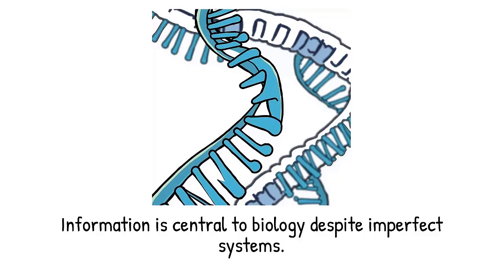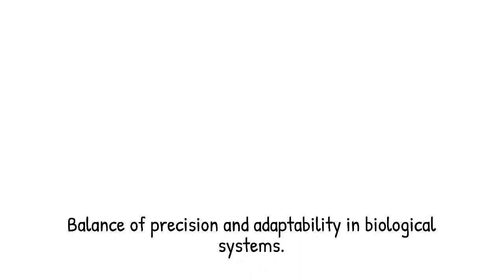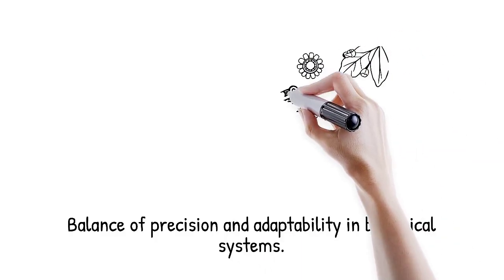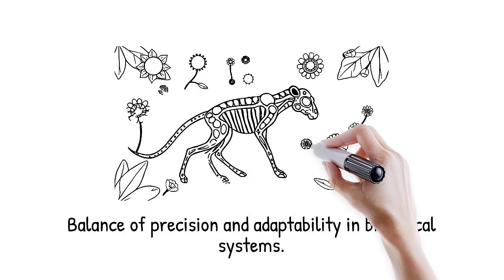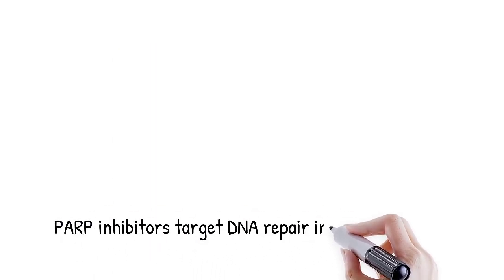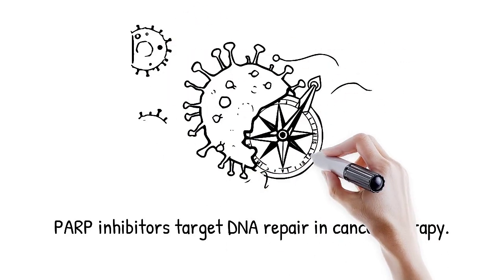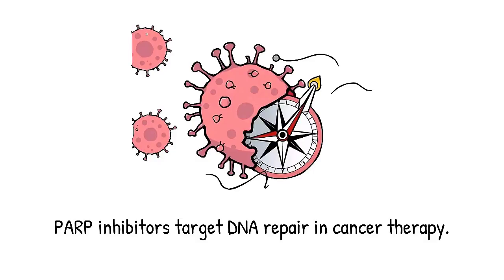Cells resolve the paradox probabilistically, using available templates or quick-fix mechanisms when necessary. This teaches us that biology operates with a balance of precision and adaptability. Studying this paradox deepens our understanding of genomic stability, disease, and evolution. It also shows that even the most elegant molecular systems face uncertainty. Insights into the information paradox have led to therapies like PARP inhibitors, which target DNA repair vulnerabilities in cancer cells. It is like navigating a storm with a partially broken compass. You do the best you can with the information you have.